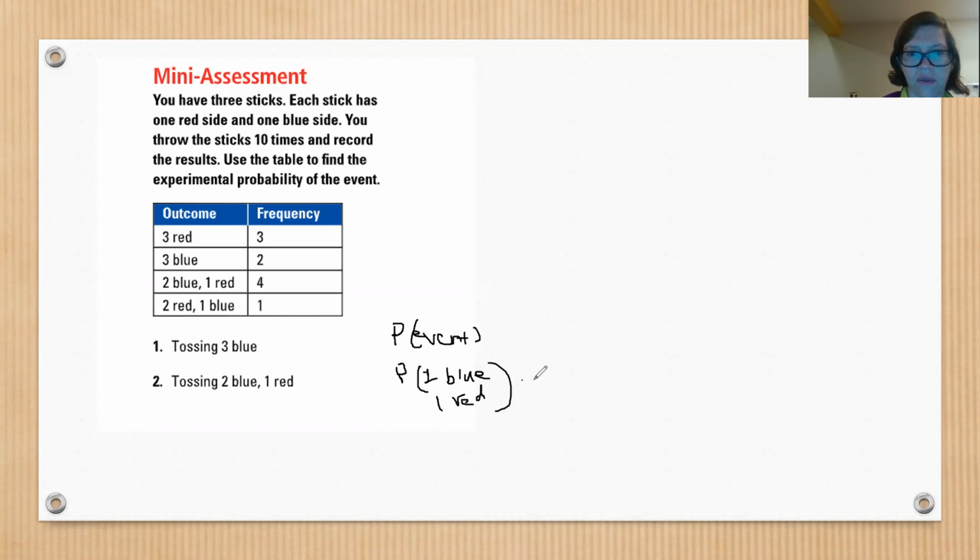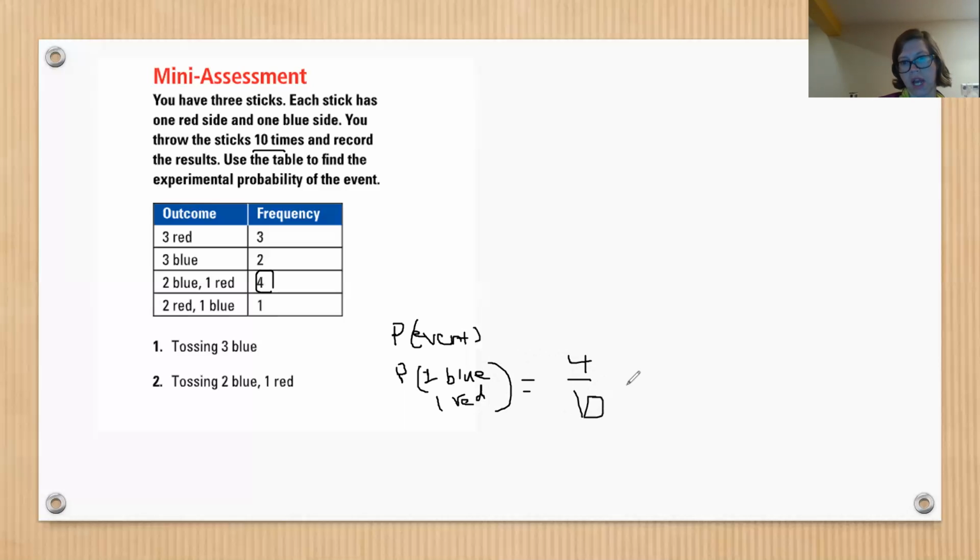All right, so what is that equal to? Well, let's go over to our chart. How many do we have for 2 blue, 1 red? The frequency was 4, right? So that's going to go on top. The number of times that event occurred in our experiment. And then on the bottom should be what? Should be the total number. So what was the total number? The stick was thrown 10 times. So 10 is going on the bottom again.